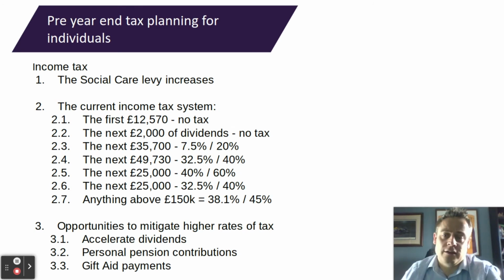In terms of trying to mitigate the increases, the first thing to do is to consider whether it's appropriate to accelerate some dividends into this income tax year before the 5th of April 22, and pay the lower rates of dividend tax this year rather than paying something next year. That's probably something that'll apply if your earnings are currently less than £50,000 and therefore you're in the lower rates of tax. You might want to take your dividends up to the £50,000 higher rate limit to bank that 7.5% rate this year.